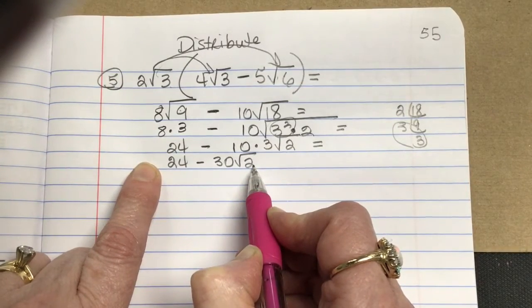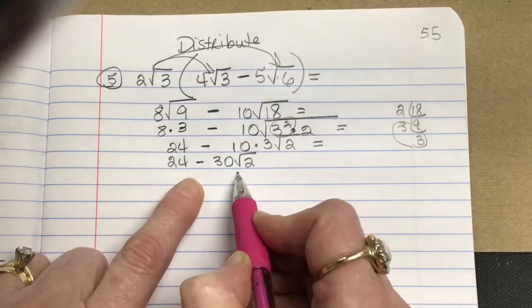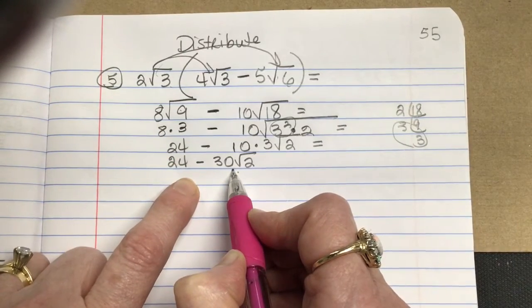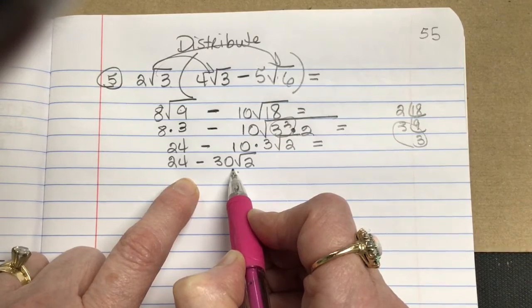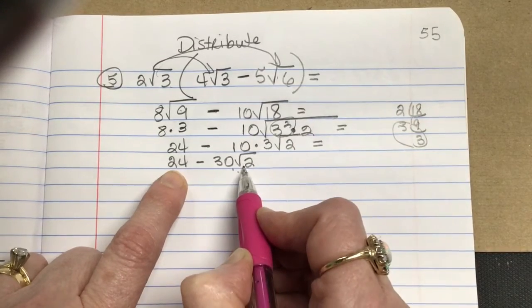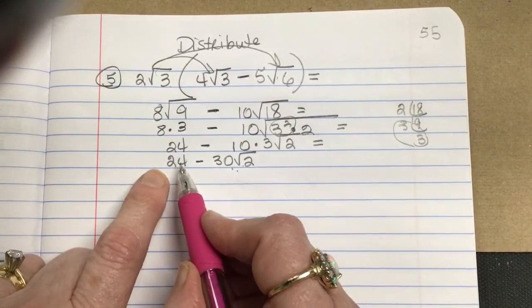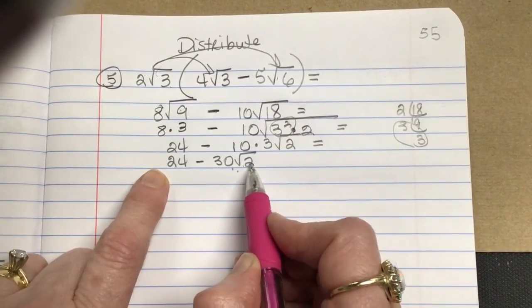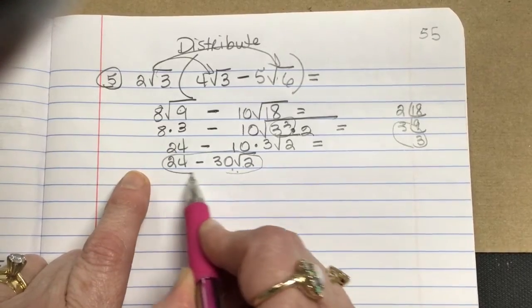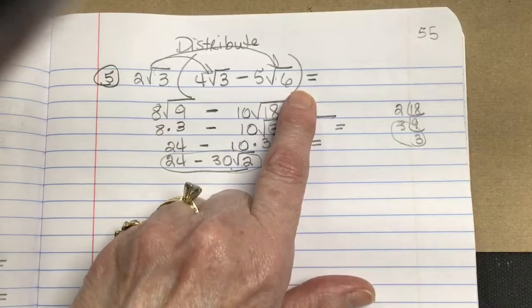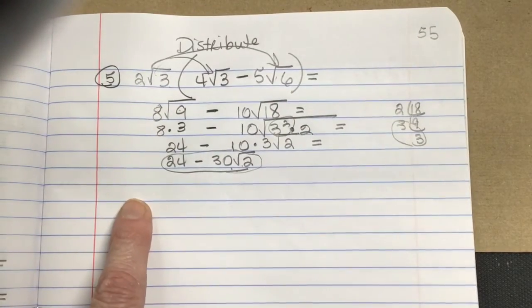Now, if you go back to rule number 1, adding and subtracting, you can only put those together like x's and y's. I can't put x and y's together. I can't put square root of 2 and no square root of 2's together. That's like 24 minus 30x. Those are not like terms. You can't put them together. That is your simplified answer. So distribute and then clean it up.